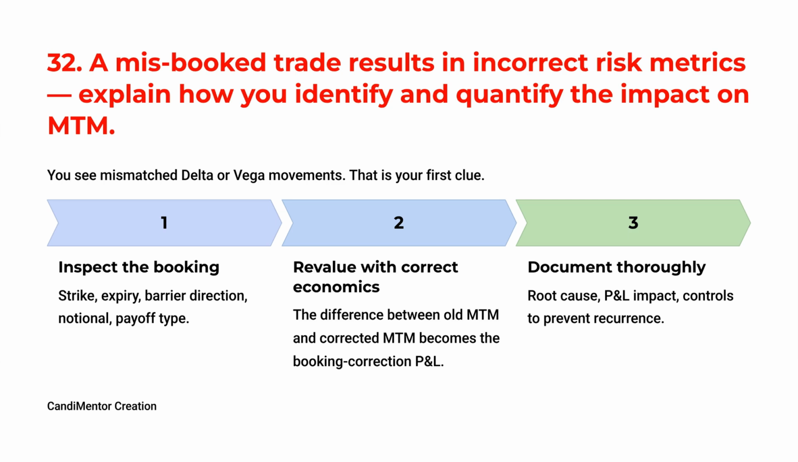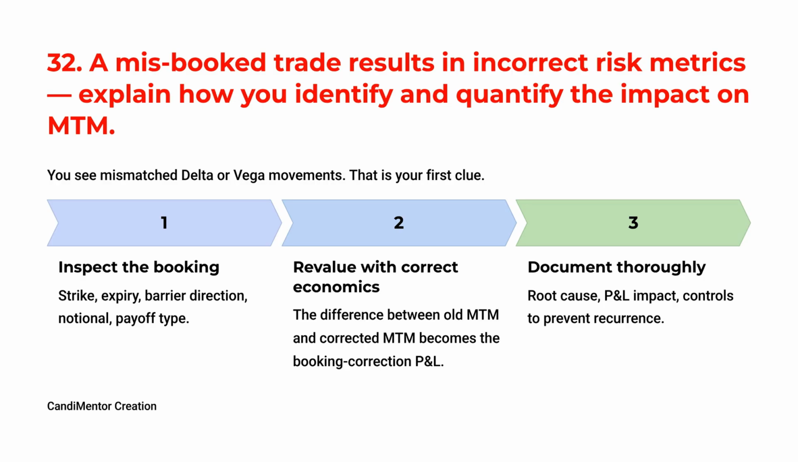A misbooked trade results in incorrect risk metrics. Explain how you identify and quantify the impact on MTM. You see mismatched delta or Vega movements. That is your first clue. Then you inspect the booking: strike, expiry, barrier direction, notional, payoff type. Once corrected, you revalue the trade using the correct economics. The difference between old MTM and corrected MTM becomes the booking correction P&L. You must document the root cause, P&L impact, and controls to prevent recurrence.